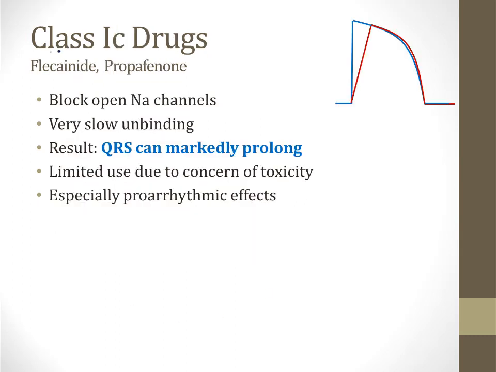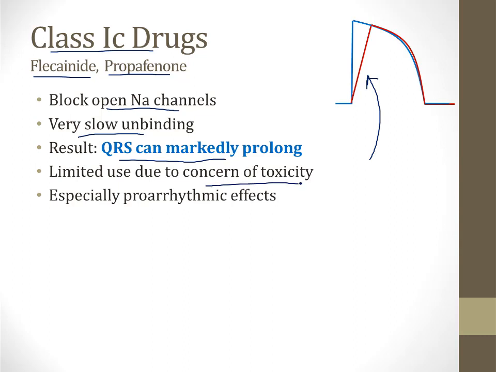Finally, let's discuss the class 1C group of drugs. There are two drugs in this class, flecainide and propafenone. Both of them block open sodium channels and have very slow unbinding. As a result, they dramatically shift phase 0 of the cardiac action potential, and the QRS can markedly prolong on these drugs. If your QRS gets too long, you can go into cardiac arrest, and therefore these drugs have limited use due to concerns of toxicity, especially pro-arrhythmic effects.